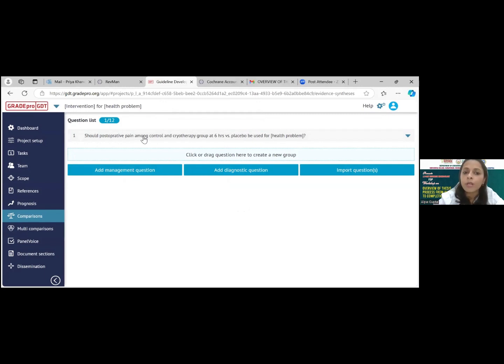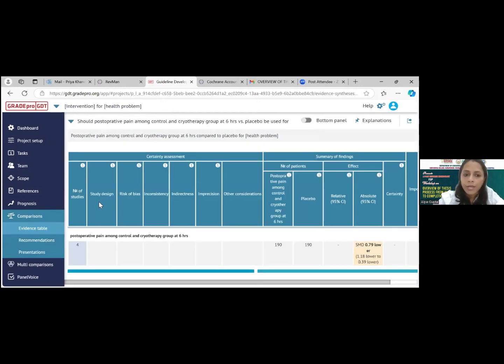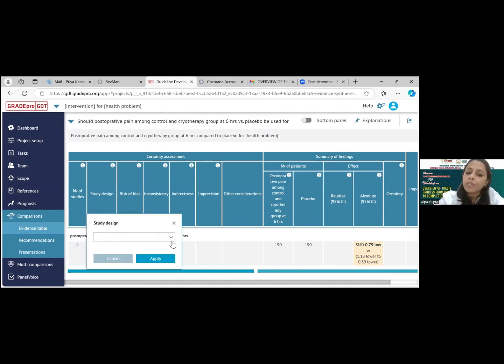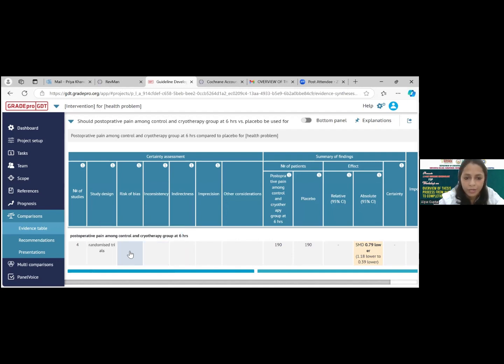Now you have to click your question. So you will get a table of quality of evidence like this. On this question, that is, should cryotherapy control the post-operative pain at 6 hours compared with control? It contains number of studies 4. Now you have to give the study design as mentioned in the article. All the studies which are included in this systematic review were randomized clinical trials. So you have to apply randomized clinical trial.